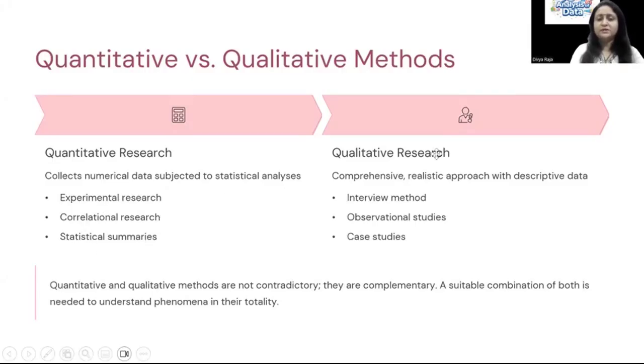Whereas qualitative research, it is something comprehensive, very descriptive. It has a realistic approach. And the methods used here are interview method, observations, and case studies. So these two are complementary to each other. Most of the researchers use both these methods.